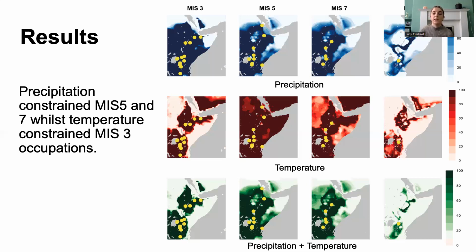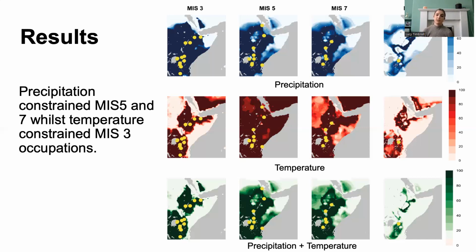And then we calculated the percentage of habitable cells, the cells that remained within the climatic envelope, to essentially identify areas that were persistently habitable, as well as the geographic range and temporal scope of impersistent habitable landscapes. Here we're looking at the habitability models for precipitation in blue, temperature in red, and both of them combined in green. The colour scale represents the percentage of cells that remain habitable within that time period.